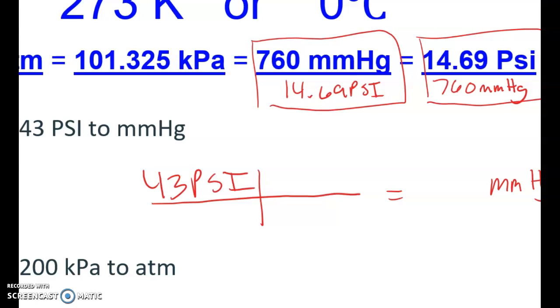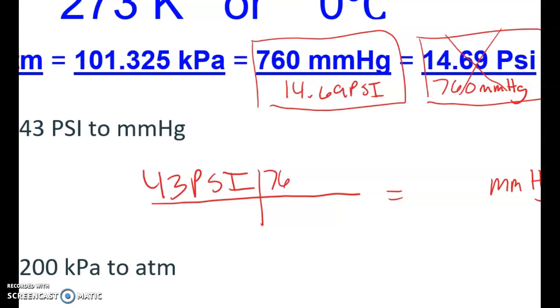Remember, for dimensional analysis, you need to be able to cancel units. So the only one that's going to be able to cancel units is this one with my PSI on the bottom. If I use this one, my units won't cancel, and I won't end up with millimeters of mercury on top, which is what I'm trying to get to. So this one is not going to be the one that I use. I'm going to use this one.